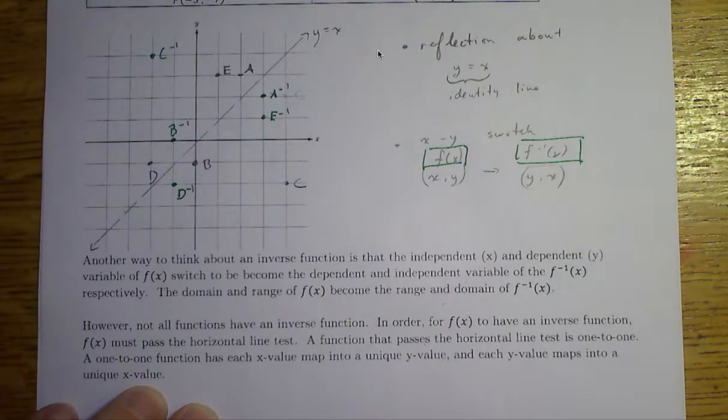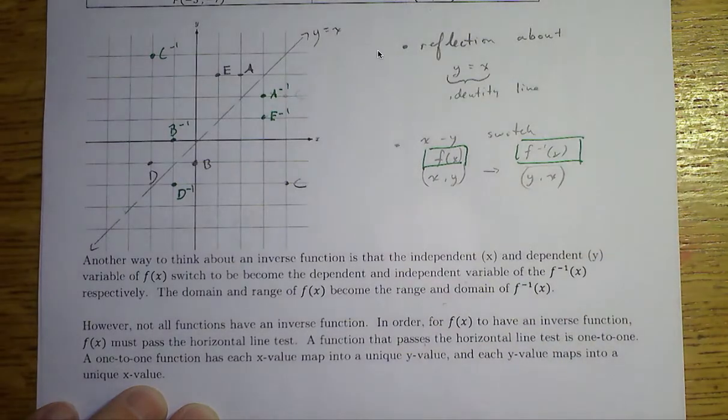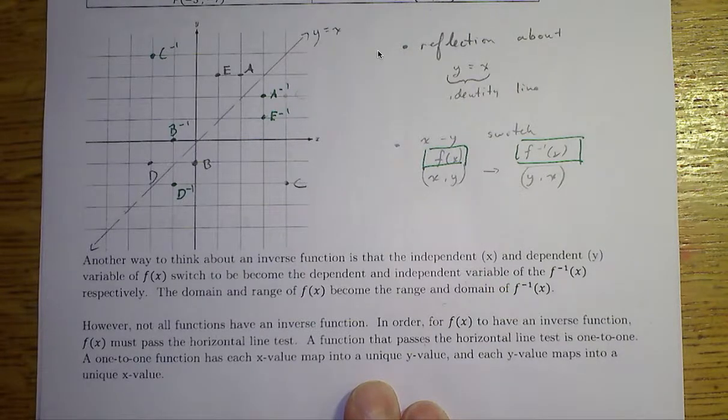There we have it. And I'm just going to pick apart the graph a little bit here. So another way to think about an inverse function is that the independent variable x and the dependent variable for f of x switch to become the dependent variable and the independent variable of f inverse of x. And essentially, the x's and the y's switch.